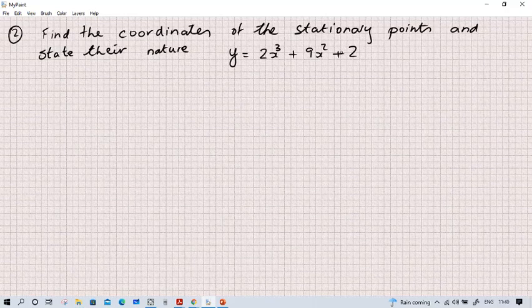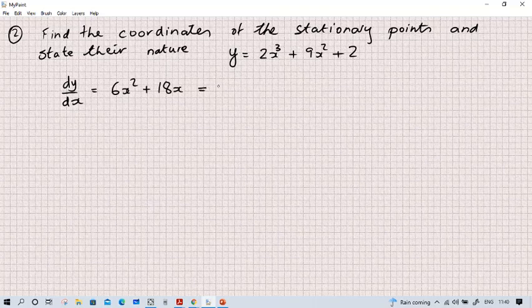In the second example, find the coordinates of the stationary points and state their nature. And we're given the curve y equals 2x cubed plus 9x squared plus 2. So to first find the coordinates, we'll get the first derivative, dy dx, and set it to 0. So the first derivative, dy dx, is 6x squared plus 18x. We set that to 0.